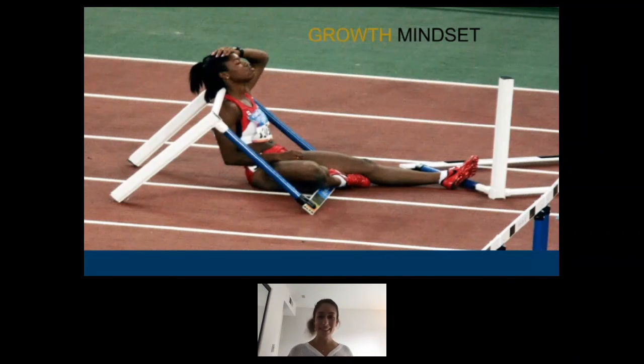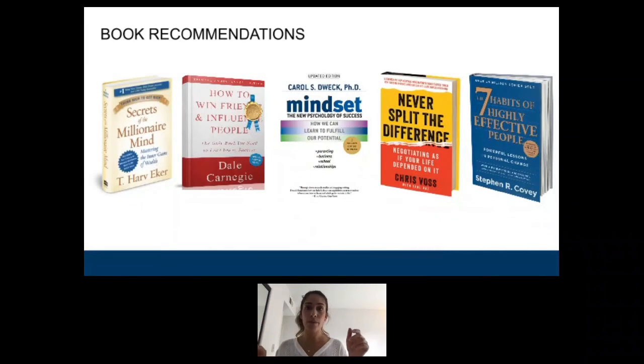So I hope this helps. I love this slide. I love book recommendations if anyone has any, but the ones that I'm reading that I found very impactful for me are Secrets of a Millionaire Mind, which teaches you the difference between, I don't like the way he phrases it as rich and poor mindset, but just looking at a mindset that isn't serving you. Then How to Win Friends and Influence People, all about connection. Mindset, the growth mindset. Never Split the Difference, how to negotiate, but also communication skills. And then The 7 Habits of Highly Effective People. All amazing books that I highly recommend that you all read.